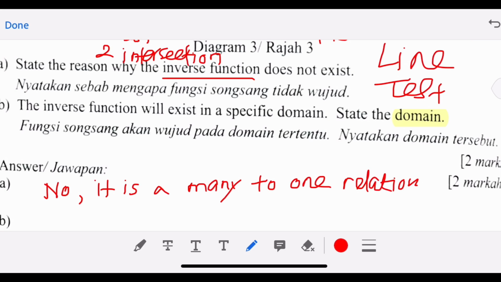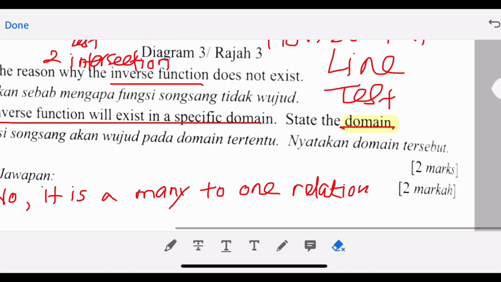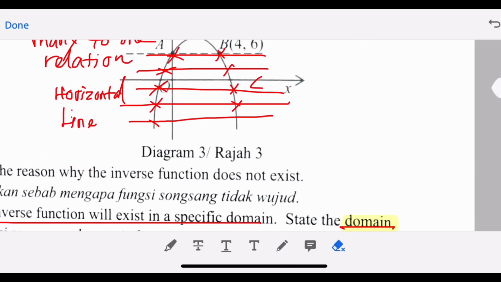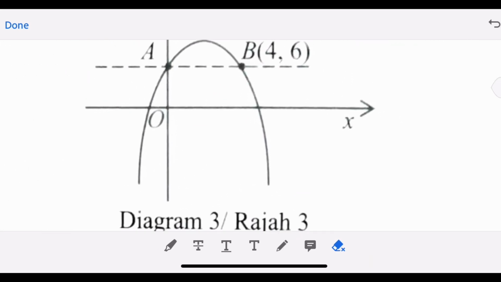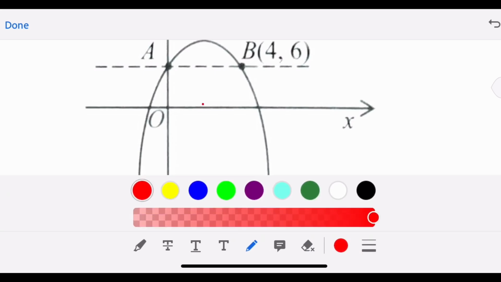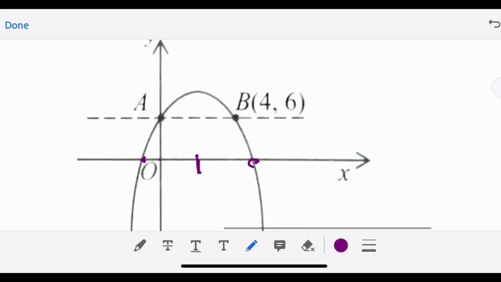First of all, you need to understand the meaning of domain. So the inverse function will exist in a specific domain. State the domain. So the domain means the range of values of x. So now you need to divide the graph into 2 sides.